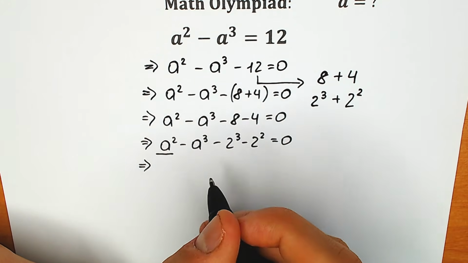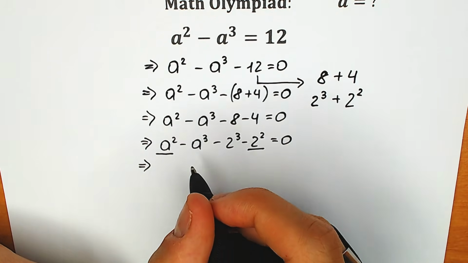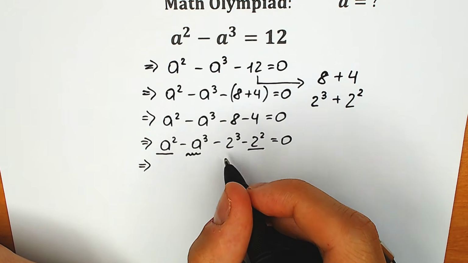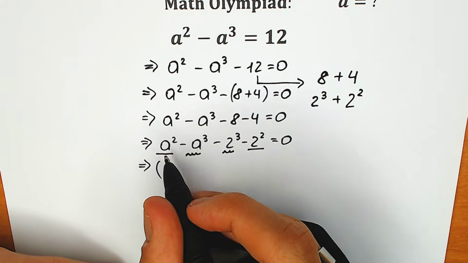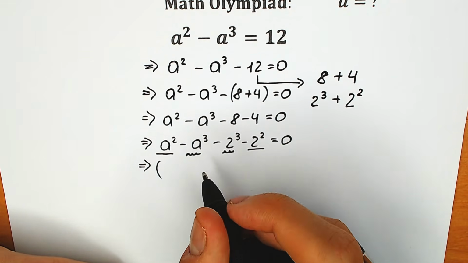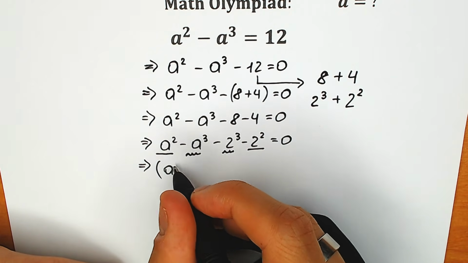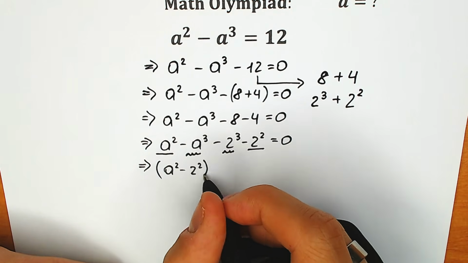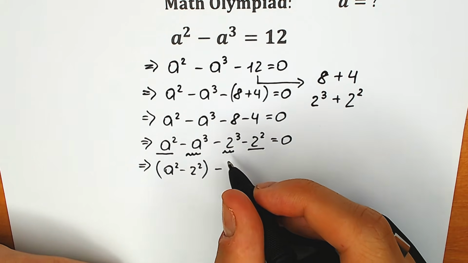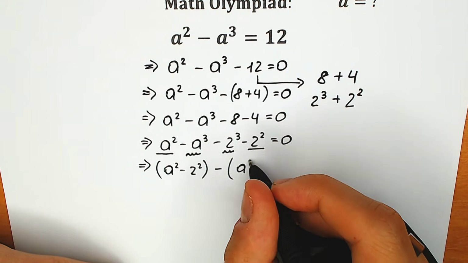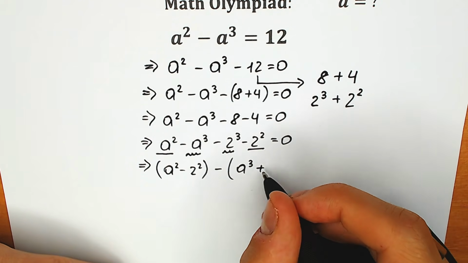Right now we have a square right here, so I just want to underline it with this 2 square, and we have a cube and we have minus 2 cube. So we can easily group it. First of all, I'm going to write it in parentheses. So we have a square minus 2 square from here. The next thing, what do we have? We're going to have minus a cube plus 2 cube.